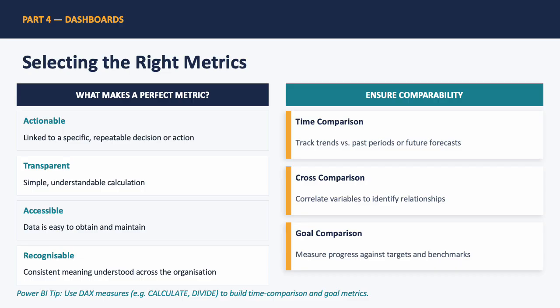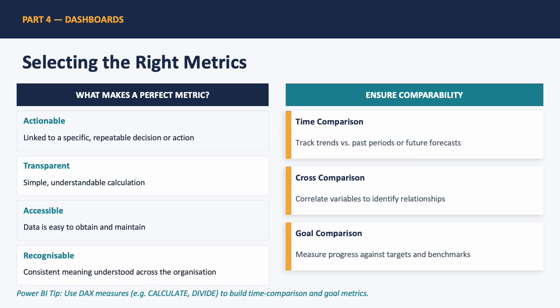Third, it must be accessible. The underlying data must be reliably available. And fourth, it must be recognizable. Everyone who sees it must share the same understanding of what it means.